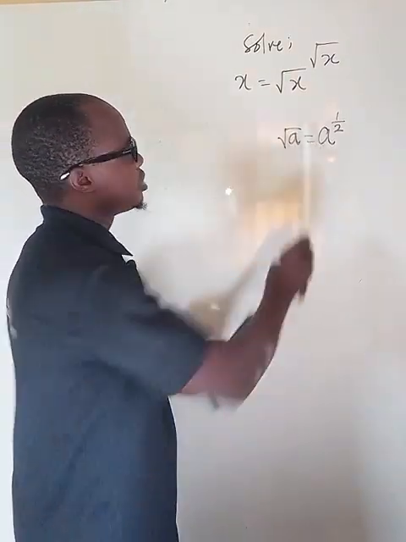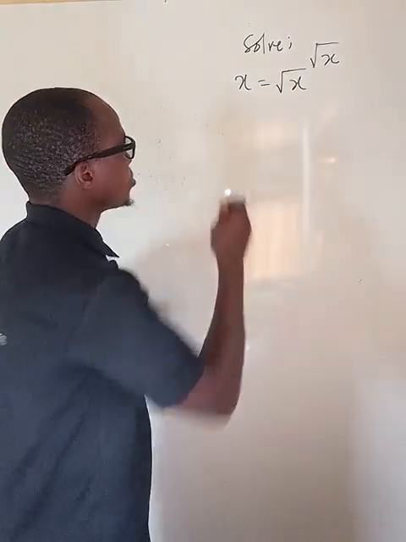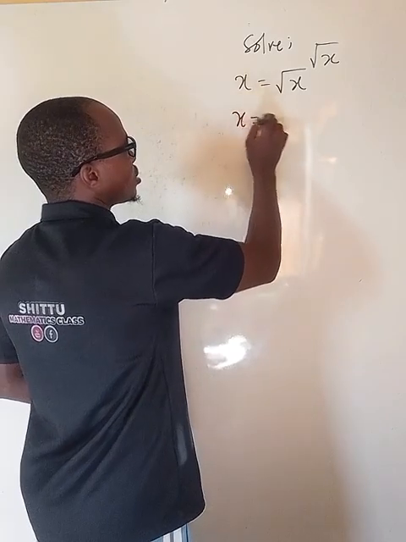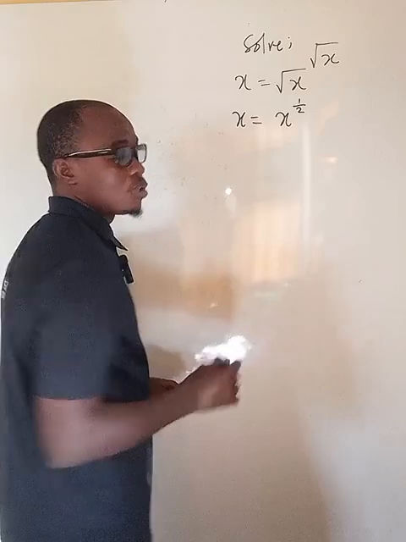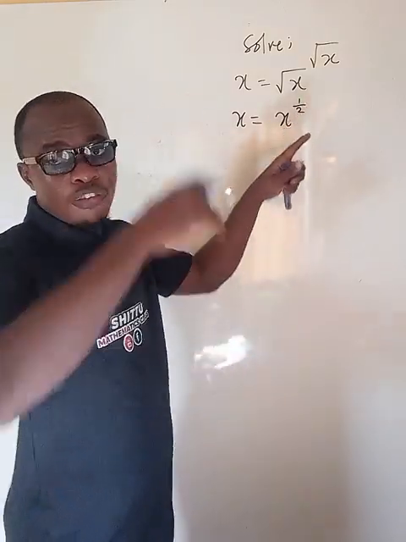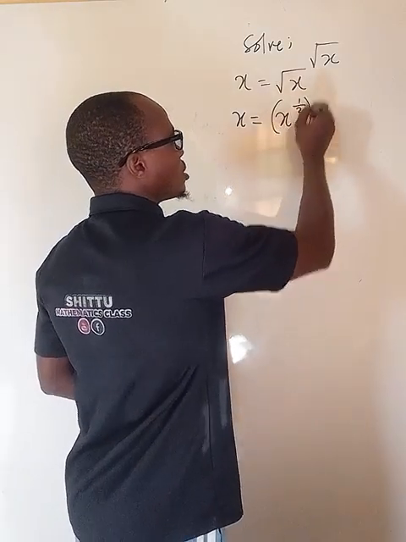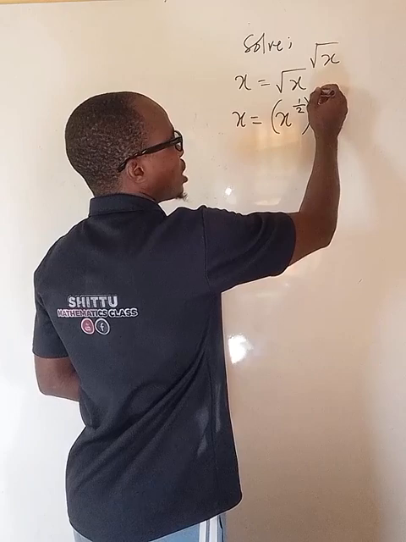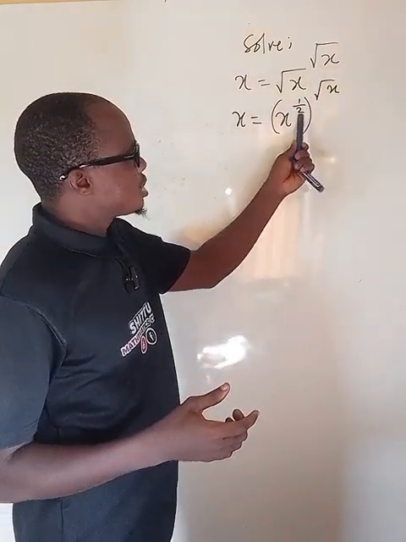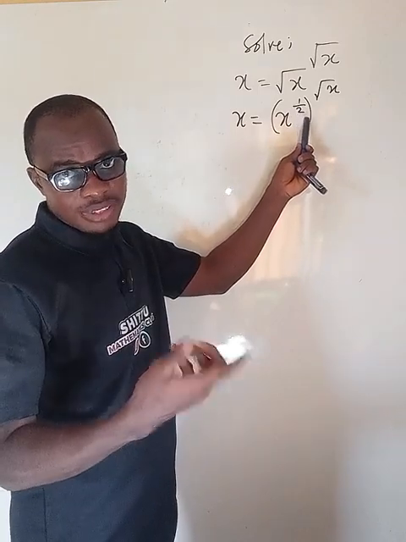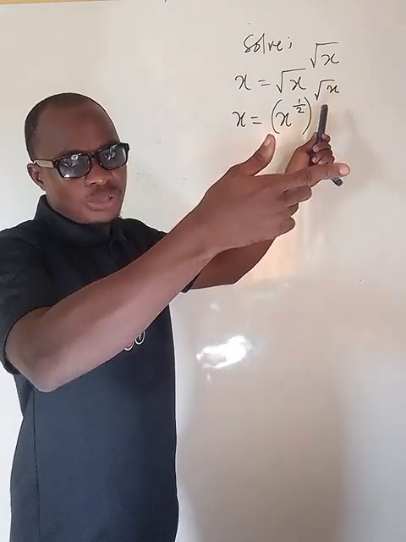Therefore, since we have this, we can write x equals, x to the power of 1 over 2. This square root has turned to this. Then put the parentheses, and we have root x. So now you can see that this 1 over 2 is a power inside the parentheses, and we have root x, another power outside the parentheses.